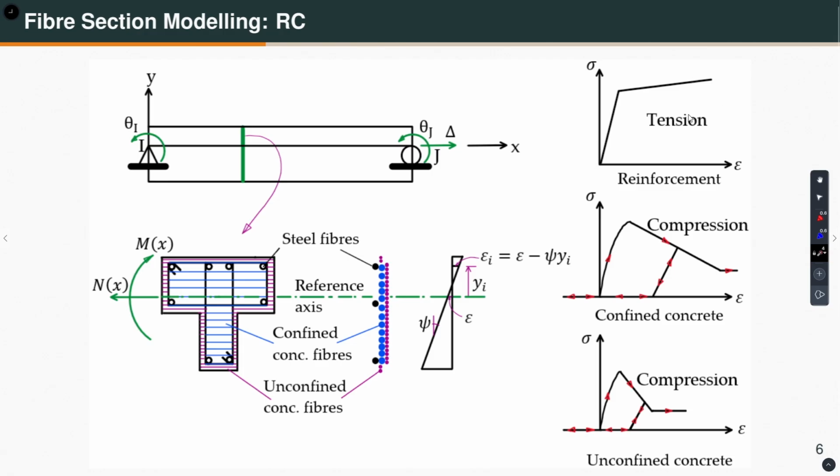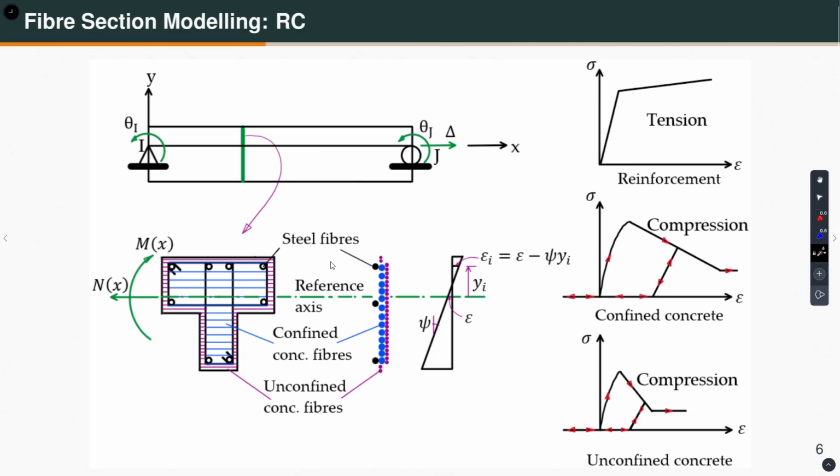Again you can use Menegotto-Pinto, you can use Ramberg-Osgood, depending on your objective of the analysis. And for confined concrete fiber, let us say this is the stress strain response. So, every fiber has a stress strain response associated to it. Okay. And this is for the unconfined.